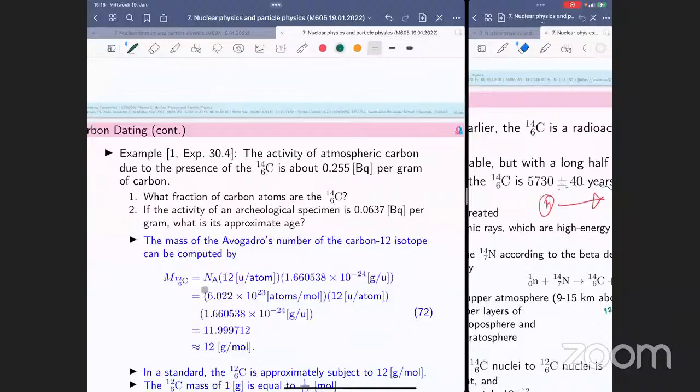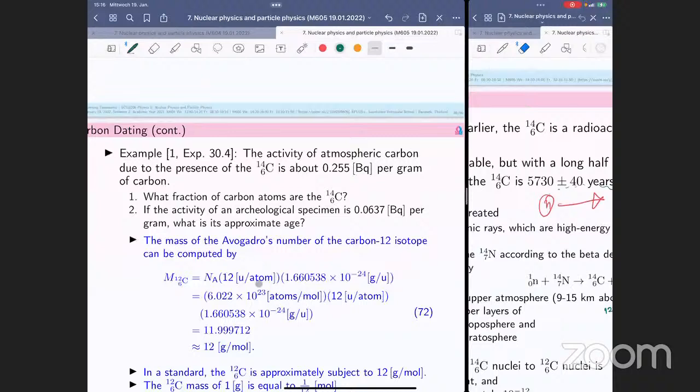So Na is the Avogadro number, which is 6.022 times 10 to the 23, which is very large. In 1 mole of an element, a measurement used in chemistry and also in physics, there are about 6.022 times 10 to the 23 atoms per mole. You can count the number of atoms like that.